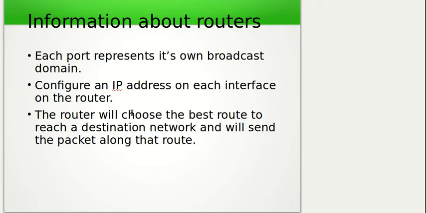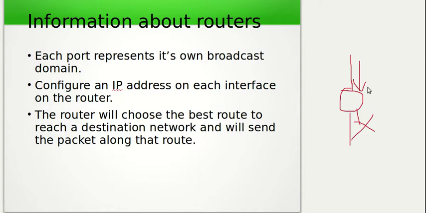Also, on each interface on the router we would have to configure an IP address. Because each port represents its own broadcast domain, each port is essentially in its own network, so we would have to configure an IP address on each individual interface on the router. Just to visualize this, imagine this is a router, this is one interface on the router, this is another interface. These would be in separate broadcast domains. That means if the router receives a broadcast packet on this interface, it's not going to forward it out of this interface at all.